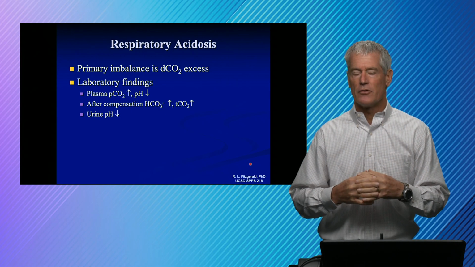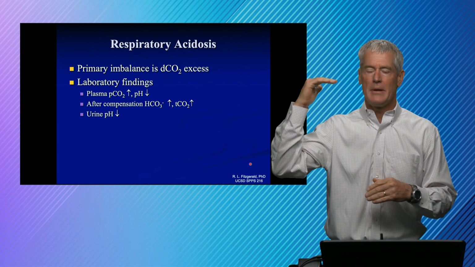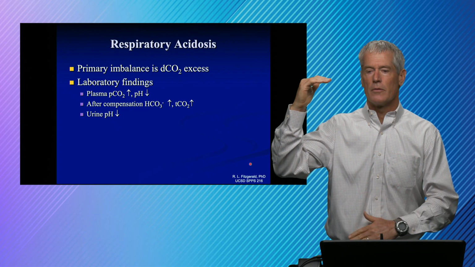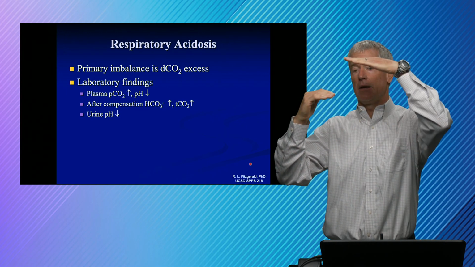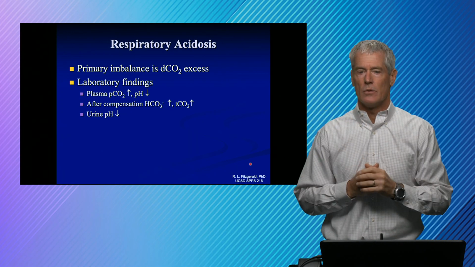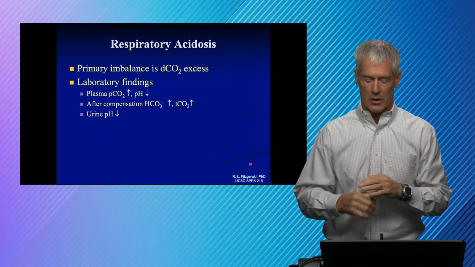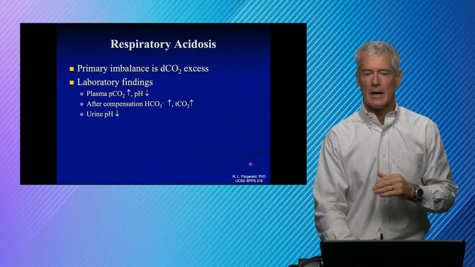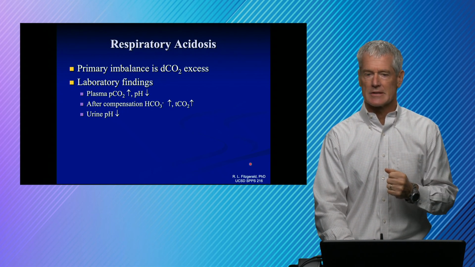And what's going to happen is you're going to compensate renally. Your PCO2 is high, and so your bicarb is going to be elevated as well to try to maintain that 20-to-1 ratio of bicarb to carbonic acid. Urine pH is typically low because you're trying to excrete the excess acid.